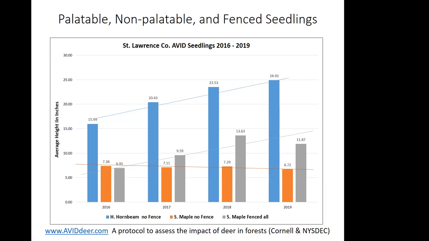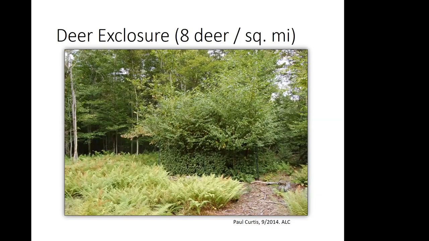I've turned it on a lathe to make mallets for woodworking. But from a forest economic and ecologic perspective, it doesn't have a lot to offer. But in the absence of a fence, hop hornbeam is growing as nicely as sugar maple is inside of a fence. So deer are selectively removing species that we would typically prioritize and allowing to grow less desirable species.